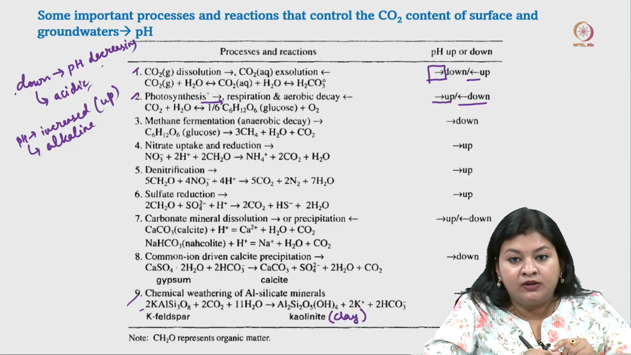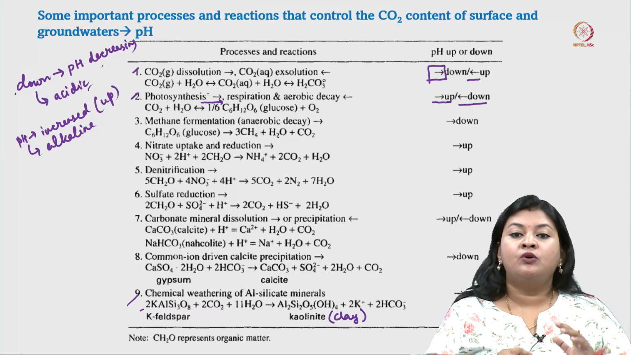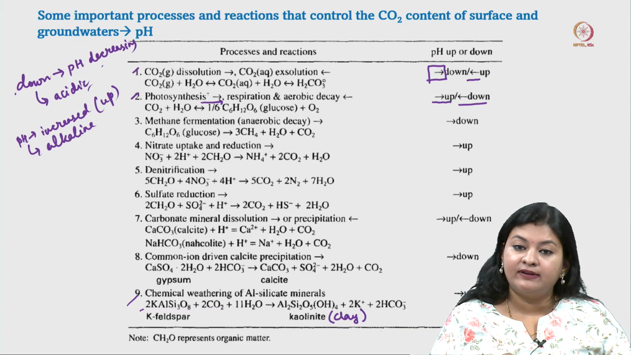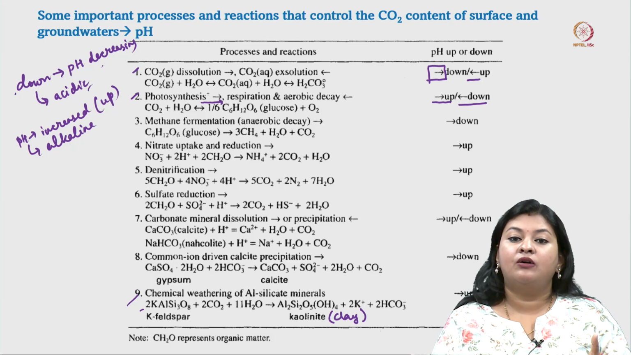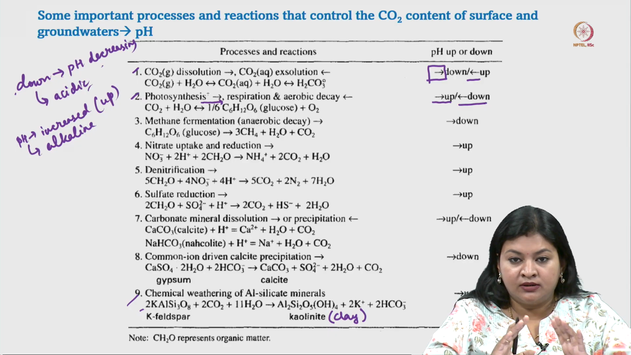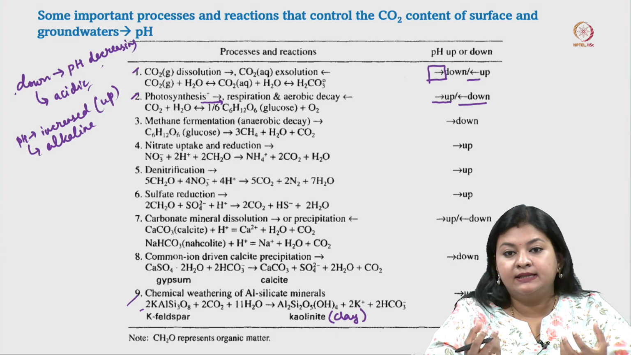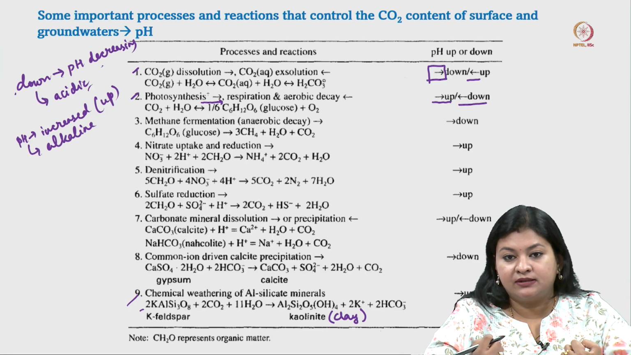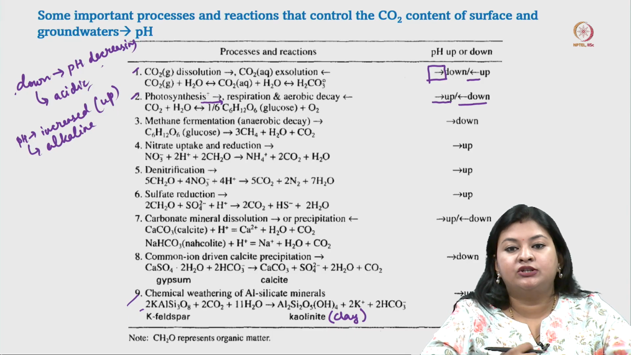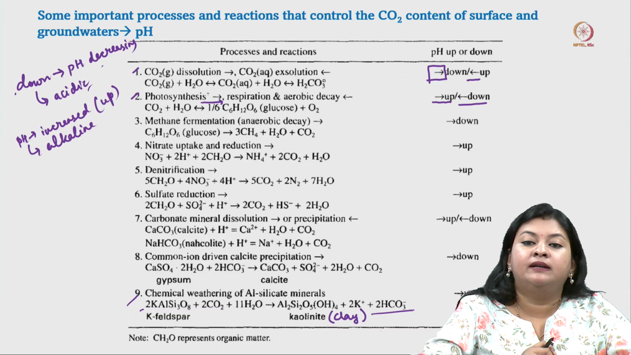Now, this particular reaction uses up carbon dioxide. So, weathering of silicate rocks is a significant sink of carbon dioxide. Whatever carbon dioxide is there in the earth's atmosphere greatly gets trapped through these weathering reactions, and in the process bicarbonate ions are getting formed.